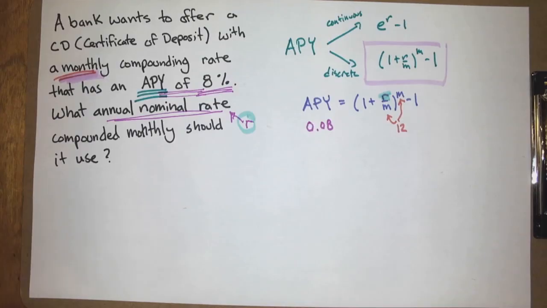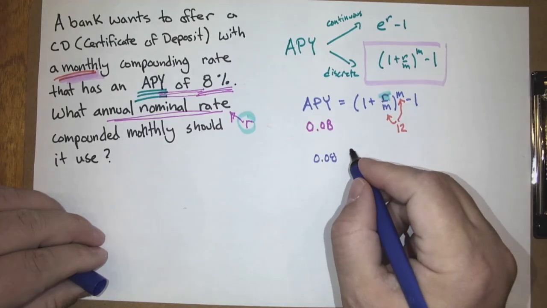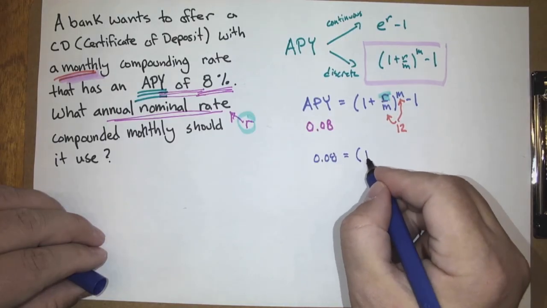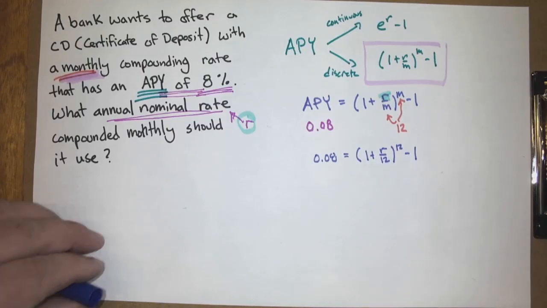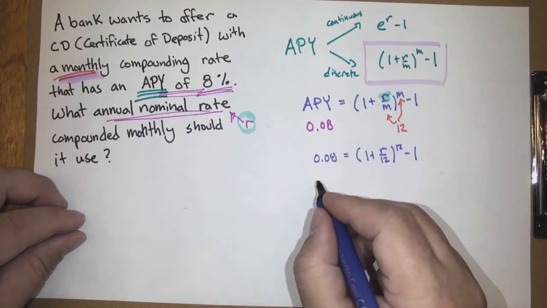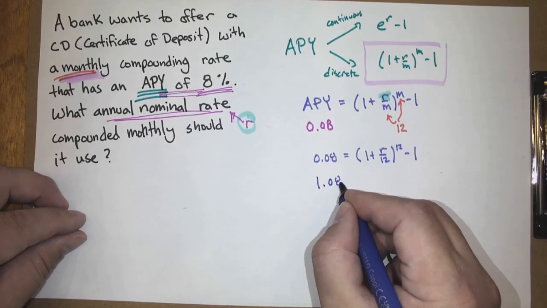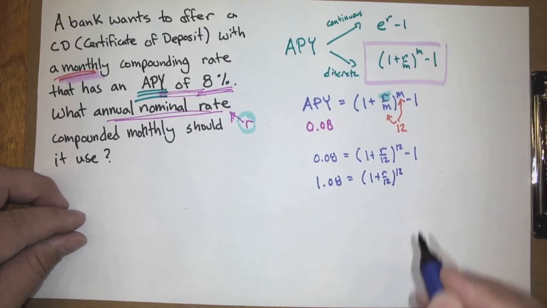So, good news is, we know most of these things. There's only one thing we don't know. That's a good scenario for us. We like that scenario. So we have 1 plus r over 12 to the 12 minus 1. All right, so how do we proceed? Okay, we'll add 1 to both sides. 1.08 is 1 plus r over 12 to the 12.